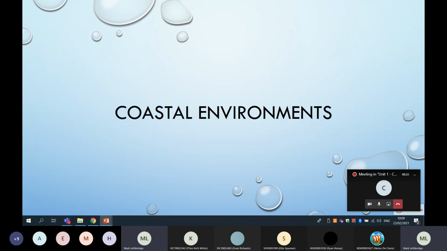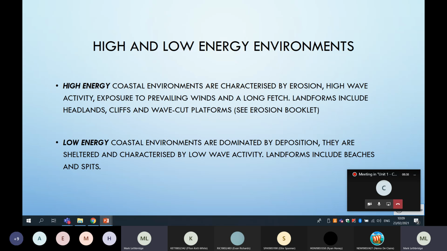But before we get into those, we need to put a little bit more detail into the idea of this high and low energy environment aspect that we've been talking about in the last two booklets. Now, this slide we have seen before.